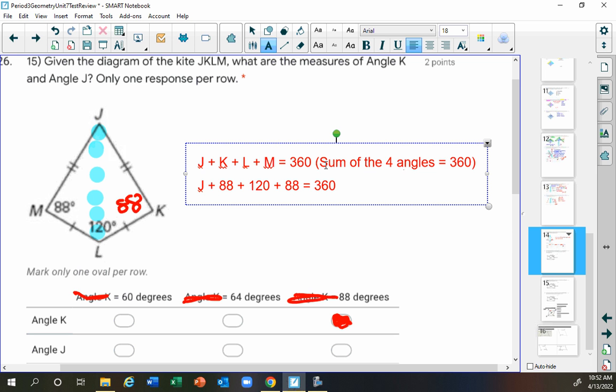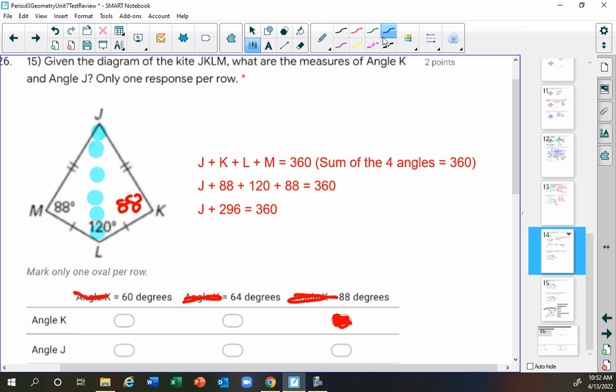So when you add that, the value of J is going to be 64, because when you add 88, 120, and 88, the other 88, you should get what, 294? 296. It's 360 minus 296. Yup. There you go.